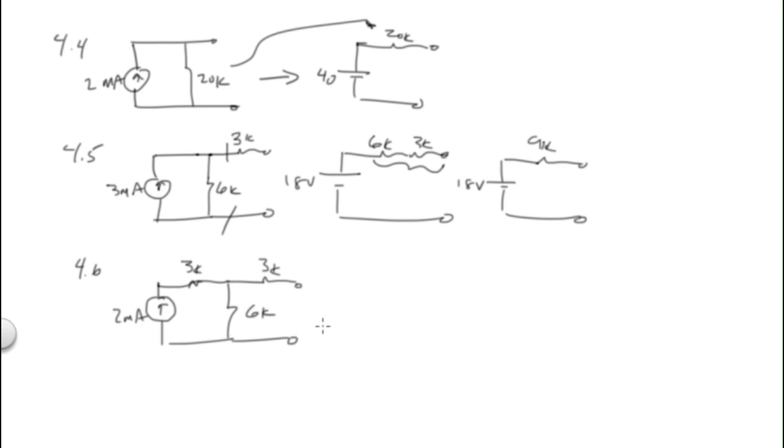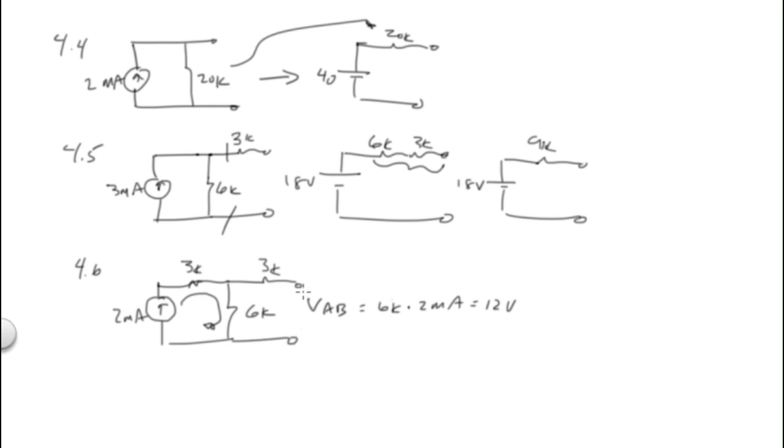Now we really do have to concentrate on where the current goes and what the voltage across it is. So if we look at this circuit, we ask, what is VAB? Well, it's the voltage across this 6K. All this 2 milliamps has to go this way because it can't go this way. So VAB is equal to 6K times 2 milliamps, or 12 volts.